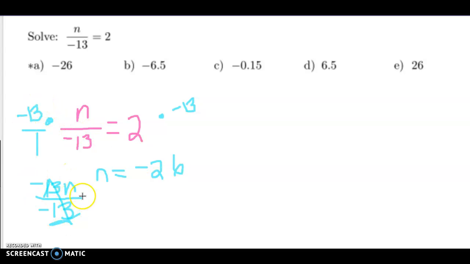But this is the explanation as to why these two 13s will always cancel out when you multiply as the opposite of division. Good luck.